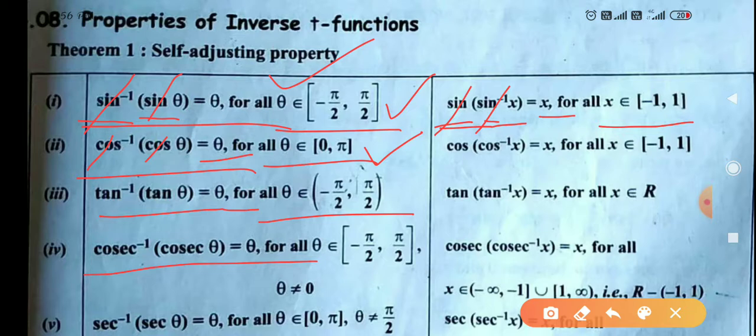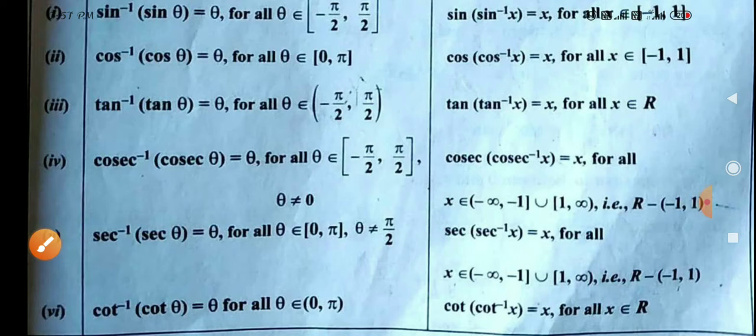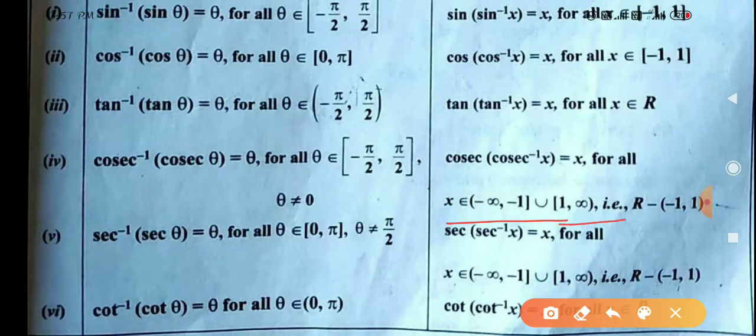For different trigonometric functions, different intervals are given. If your x is not lying in the particular interval, then you cannot apply this self-adjusting property. Cos inverse x equals x if x belongs to the closed interval minus 1 to 1. Tan inverse x equals x for all x, meaning if x is any real number, then directly you can write x. In the same way, cosec inverse x equals x for all x belonging to minus infinity to minus 1 and 1 to infinity. In the same way, others you can see.